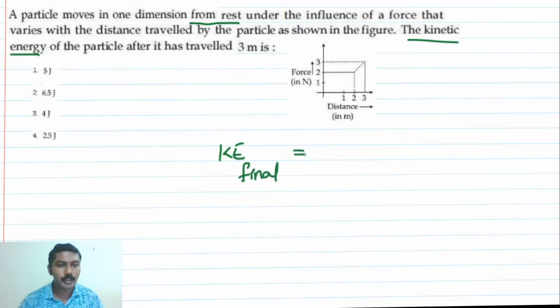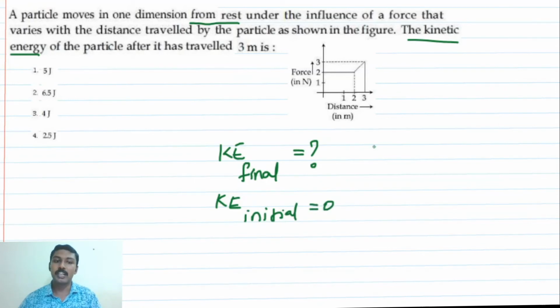We are told to calculate how much that is. Similarly, since it is starting from rest, what will be its initial kinetic energy? Yes, the initial kinetic energy will be 0. Why? Because you know the equation for kinetic energy is half mv square. Velocity is 0 means the kinetic energy naturally goes to 0. Okay, now here students, please be with me.